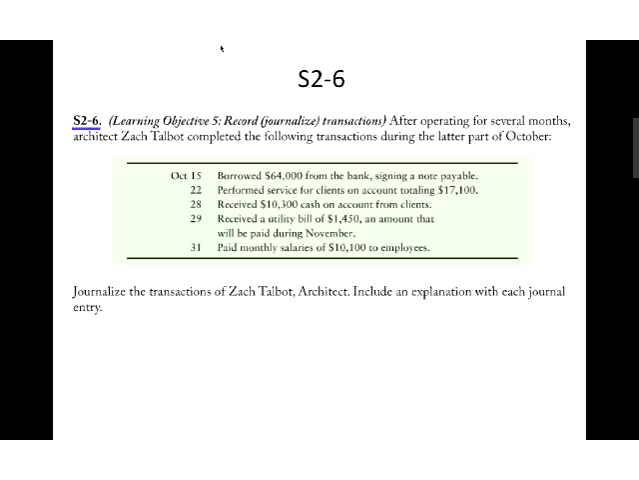So the first one, October 15th, borrowed $64,000 from the bank, signing a note payable. So what's happening here? Getting cash, again, we're recording this from the business standpoint. So the business is getting $64,000 cash. Cash is an asset, so that's going to increase. And we also signed a note payable. Note payable is a liability, so that's increasing.